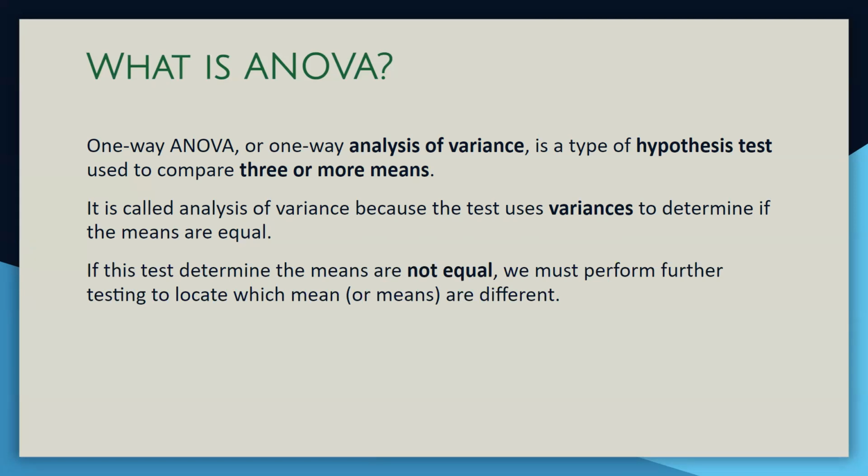There is a downside. If we do find that there is a difference between the means, we have to perform pairwise tests to find where that difference is. But this does cut down the number of tests if there isn't a difference, because then we're done with the process.